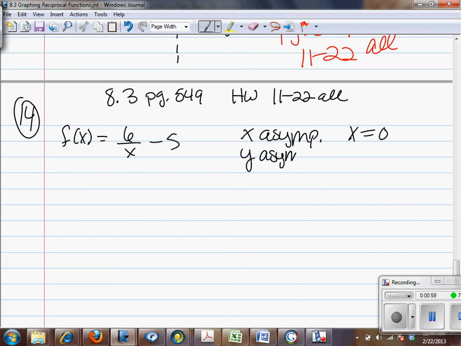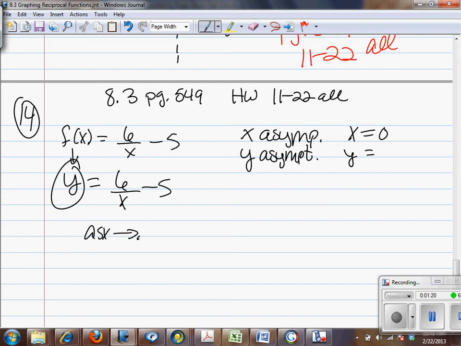Now here's where we start talking about the y asymptote. I'm talking about where is the function. Remember, f of x is no different than y. I could have written this as y equals 6 over x minus 5. Same thing, doesn't make any difference. So I'm trying to say, where is this function, where is y headed as x goes to infinity?